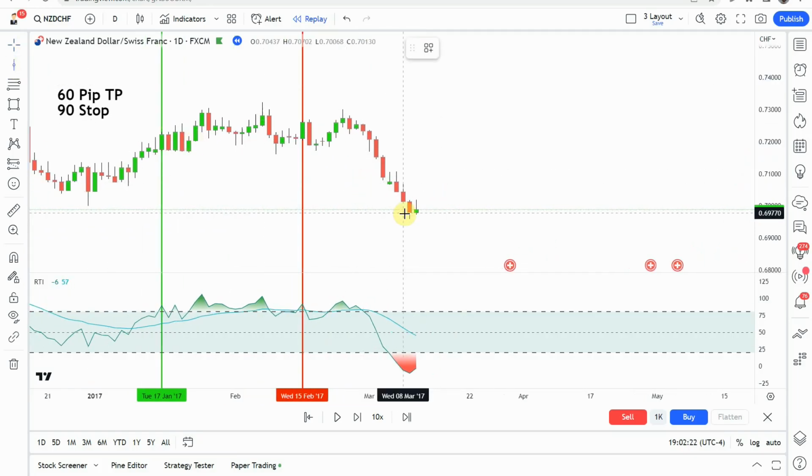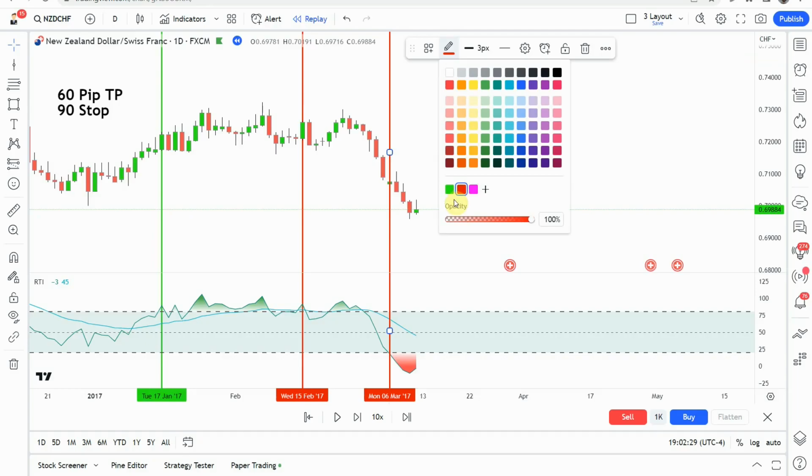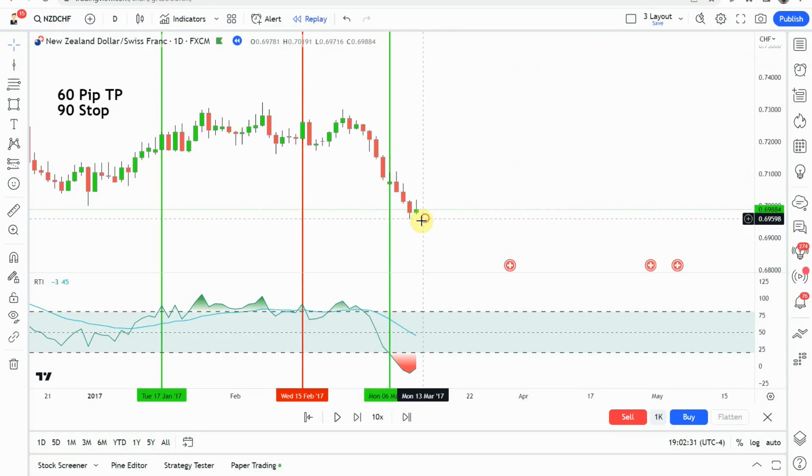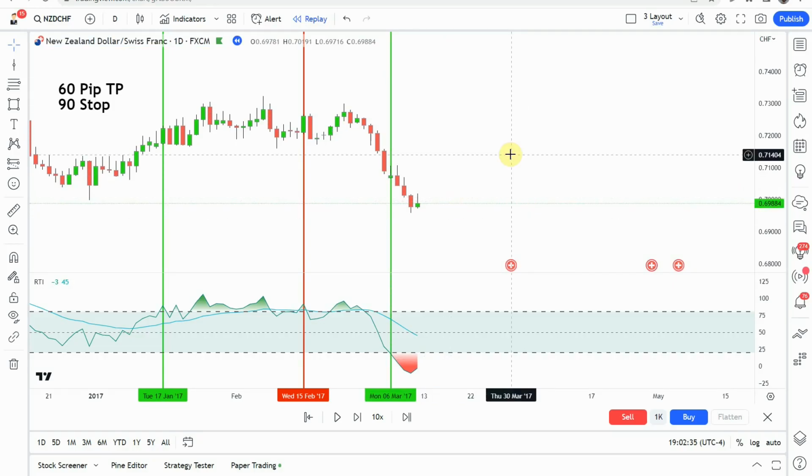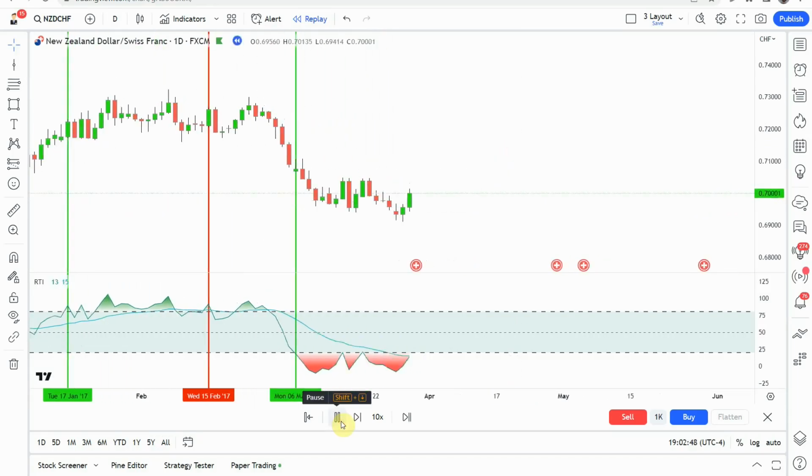We'll then pick up a short signal right here as we cross down below the lower dash line, and you see that we make a nice push to the downside, and that one does come down and get us to our take profit. So what I'm going to do now is go ahead and fast forward through the rest of the testing, that way things aren't too long, and we'll pick this up when we are at the end of the year.